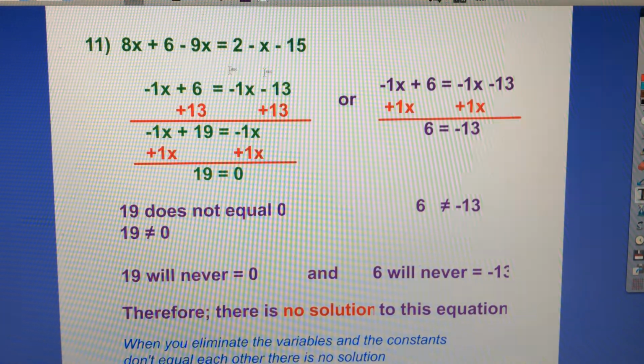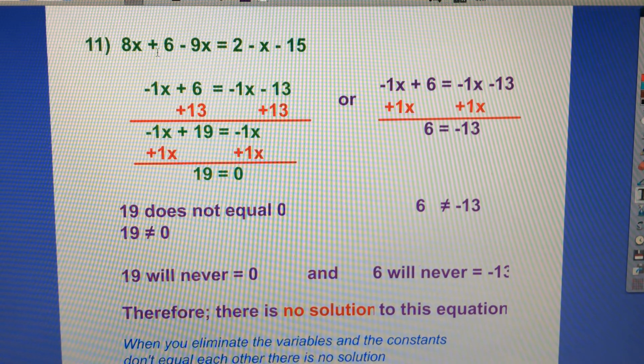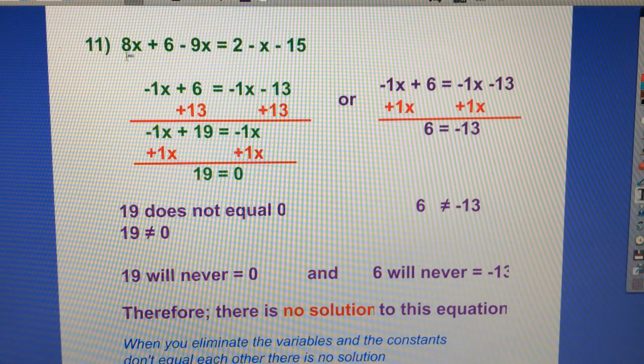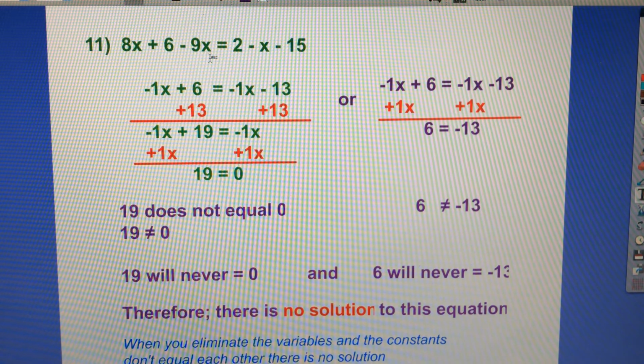What about here? Let's clean it up. 8x plus 6 minus 9x. I have two like terms. An 8x and negative 9 makes a negative 1x plus 6. Over here I have a negative 1x. There's an invisible 1 in front of it. A 2 and a negative 15 makes negative 13. I choose to add 13 to both sides. I get negative 1x plus 19 equals negative 1x.